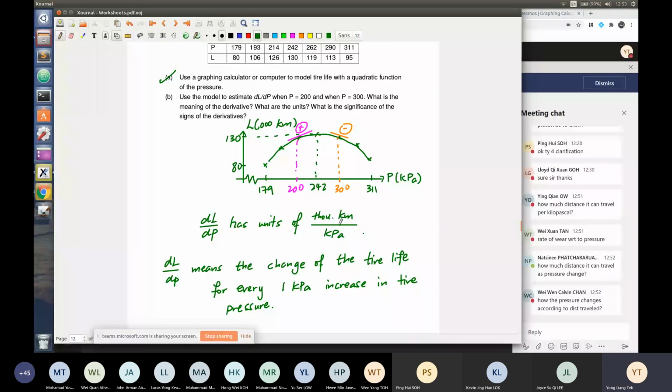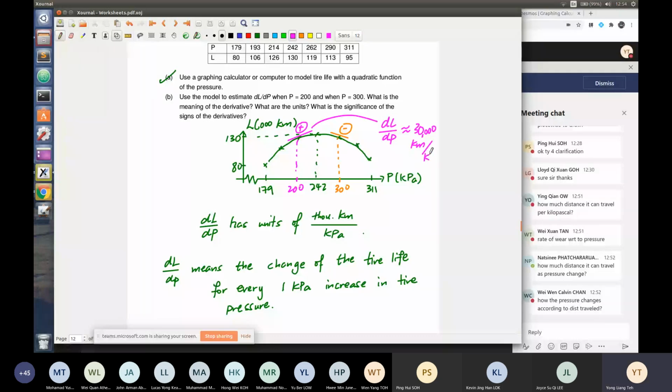Okay, let's say this value for this part. Let's say this is the LDP. So I know it's positive. Let me just assume that this is approximately 30. Okay, let's say I estimate this to be 30, right? So 30,000 km per kilopascal.